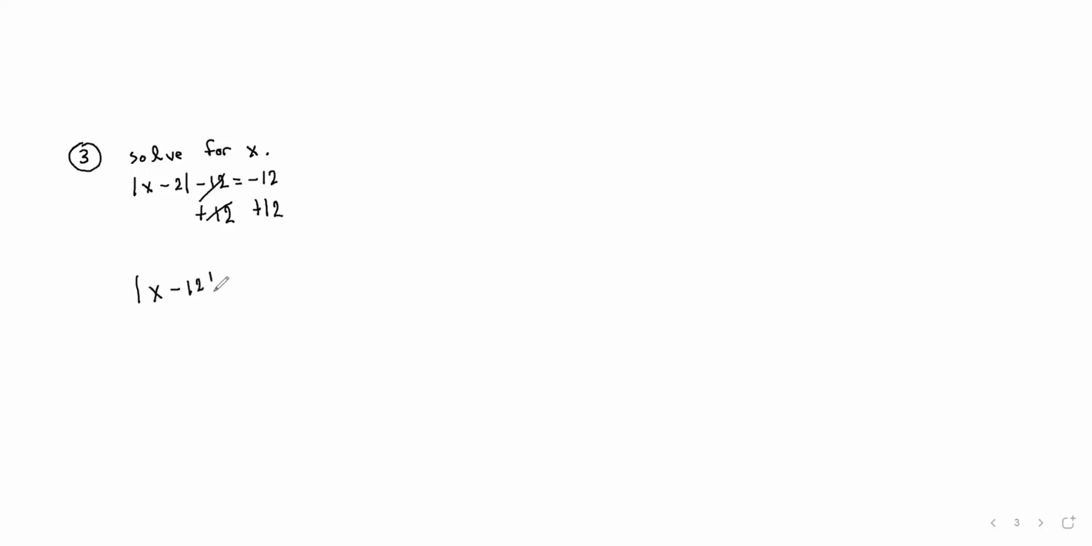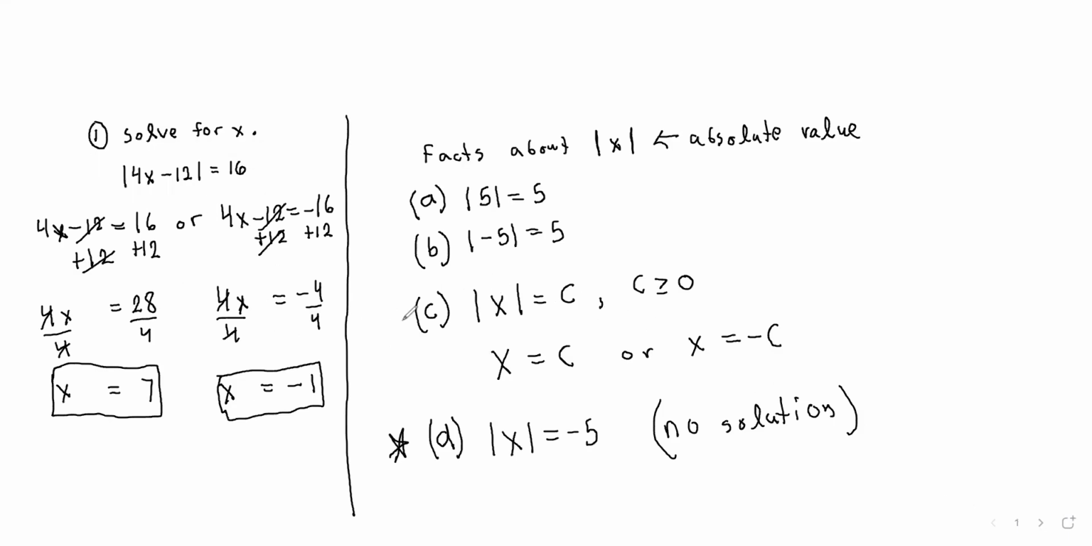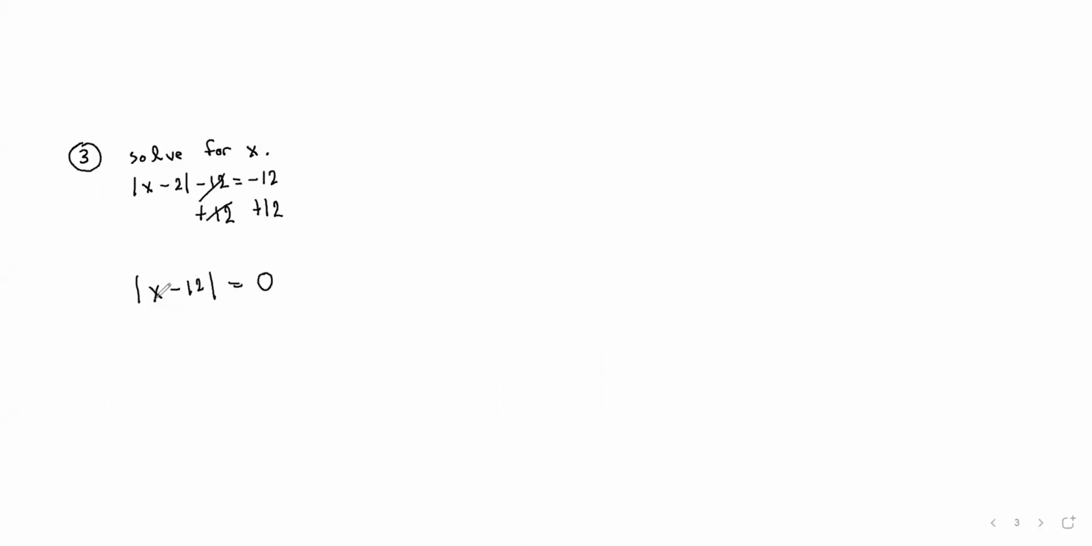And on the left, we just have the absolute value of x minus 12. And on the right, we have minus 12 plus 12, which is 0. So we have the absolute value of x minus 12 equals 0. And by the facts that we listed, this is part of fact C, since C can be 0 here. To find our solution, we just set the inside number equal to 0. So we're just going to say x minus 12 equals 0.